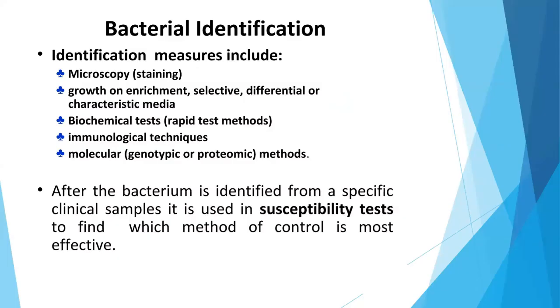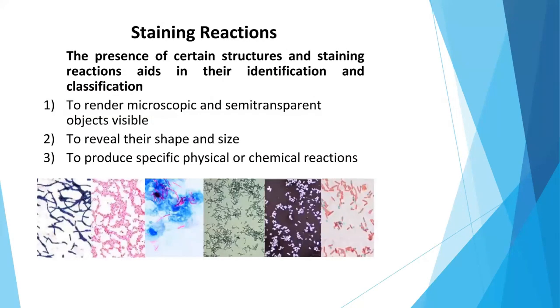Identification measures of bacteria include microscopy, which is staining, growth on enrichment, selective, differential or characteristic media, biochemical tests, immunological techniques, or molecular methods. After the bacterium is identified from specific clinical samples, it is used in susceptibility tests to find which method of control is most effective.